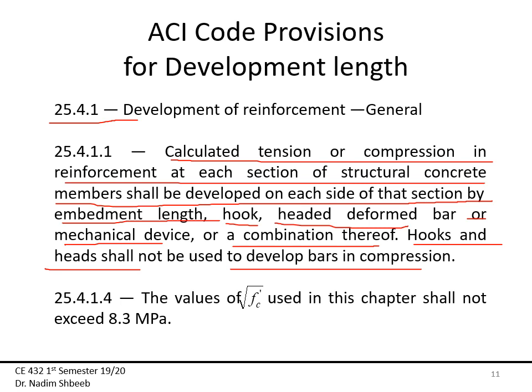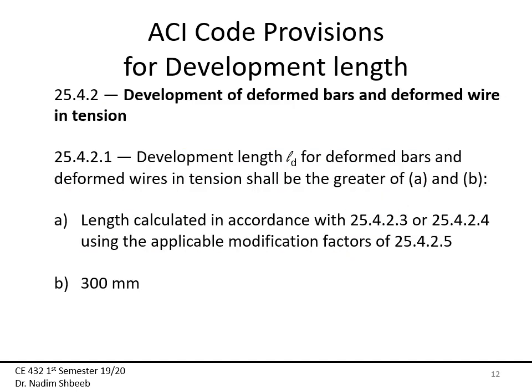Now, as far as this course is concerned, we will not be talking about the headed deformed bar or any mechanical devices. We will just concentrate on the calculation of the development length and hook. One more thing, the square root of f'c shall not exceed 8.3 megapascals. So if we have high strength concrete, the maximum you can use is 8.3 megapascals.